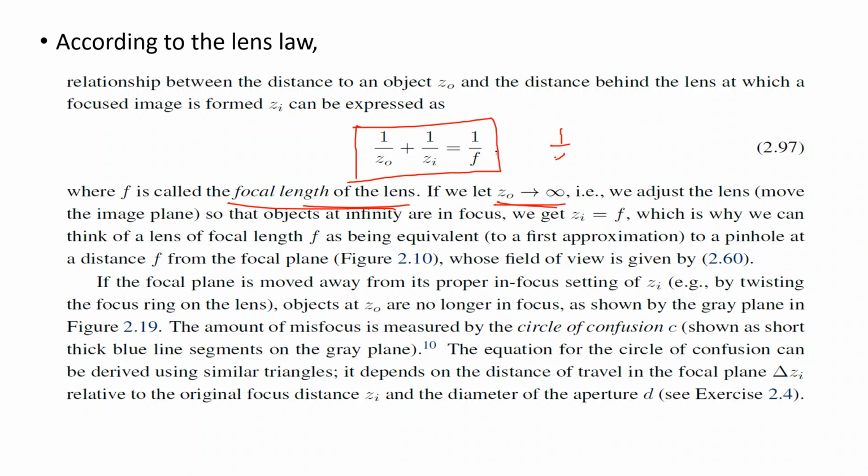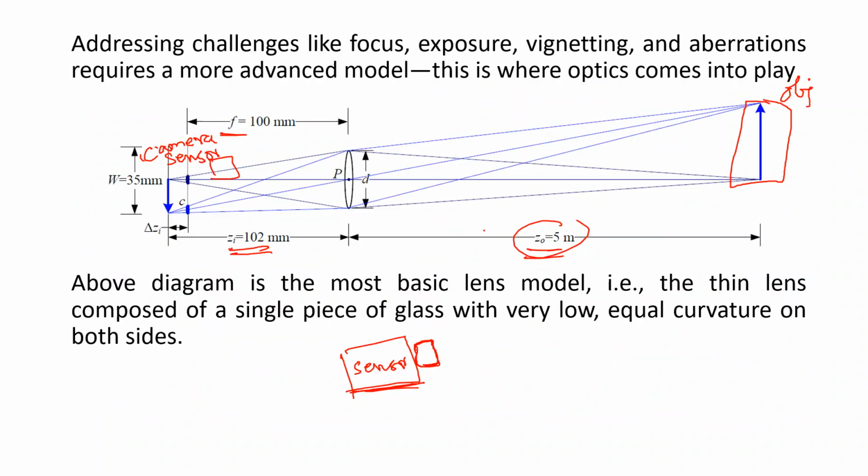In such a case 1 by infinity is nothing but 0. So 0 plus 1 by zi equals 1 by f. On reciprocating it, we get zi equals f, which means if the object is very far away, then the image is captured at its focal length. Irrespective of the distance between the object and the lens, if the object is very far away, the image is captured at its focal length. And if the focus is not clear, then there will be a blurred image, right?